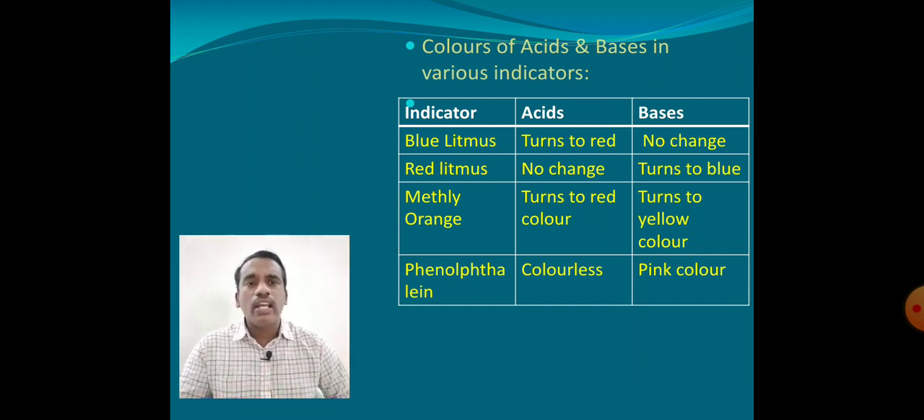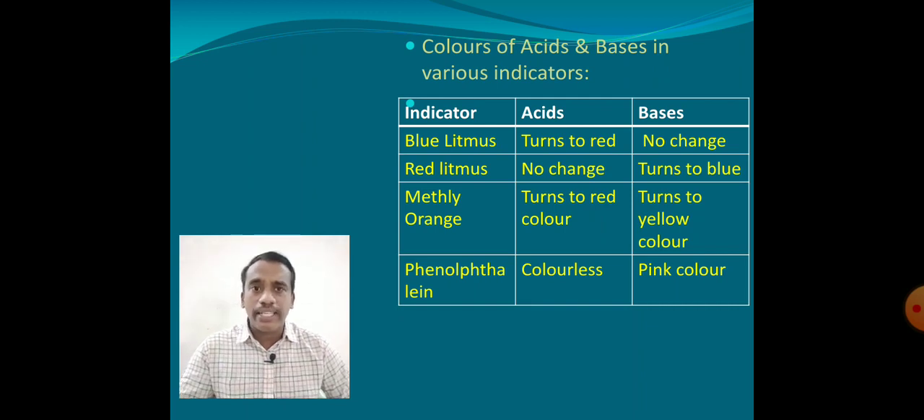Now let us see what happens when a red litmus paper is dipped in acids. There is no change in its color. But when you place the red litmus paper in a basic solution, it changes to blue color. Yes, these are the indicators, the indicator papers that were used.